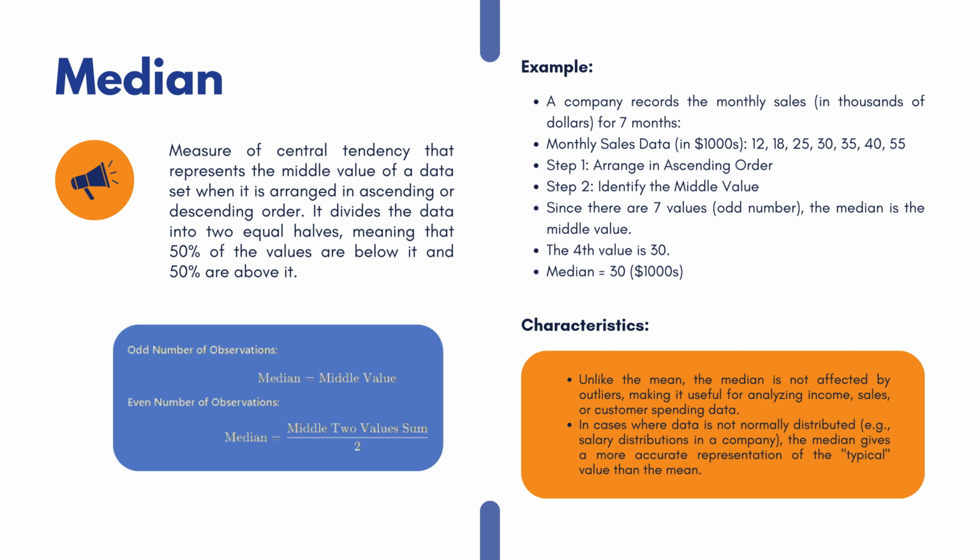For example, a company records the monthly sales in thousands of dollars for 7 months, 12,000, 18,000, and so on. So the first step is to arrange it in ascending order, and in step 2, you identify the middle value. Since there are 7 values, the median is the middle value, which is the fourth value, which is 30,000. So the median is $30,000.